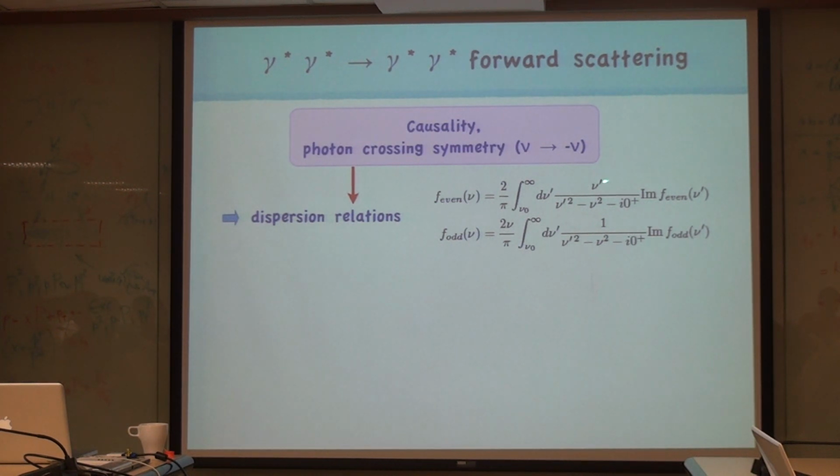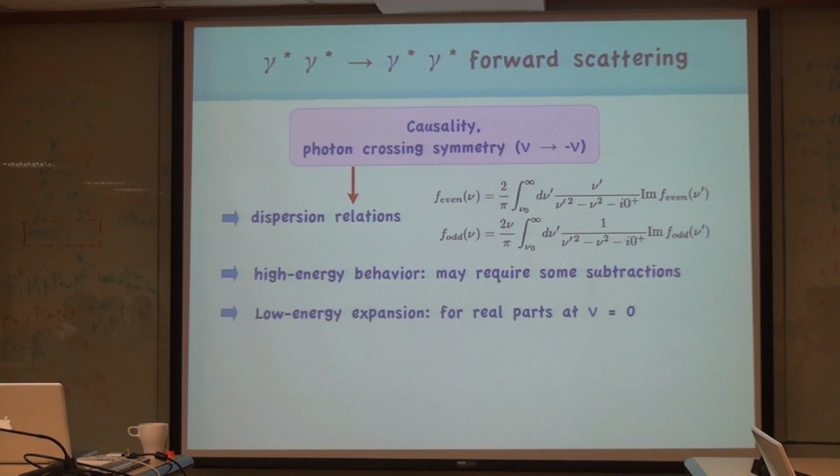Here you will have a high energy behavior like 1 over nu prime, and here you will have 1 over nu prime squared. So this will be faster convergent, for instance, than this one if they have the same high energy behavior. So one needs, of course, to look at how this high energy behavior is. If it's not fast enough, one needs to do a subtraction and fix this subtraction constant. We have seen one such example in the first lecture. And then let's assume we have reconstructed these real parts.